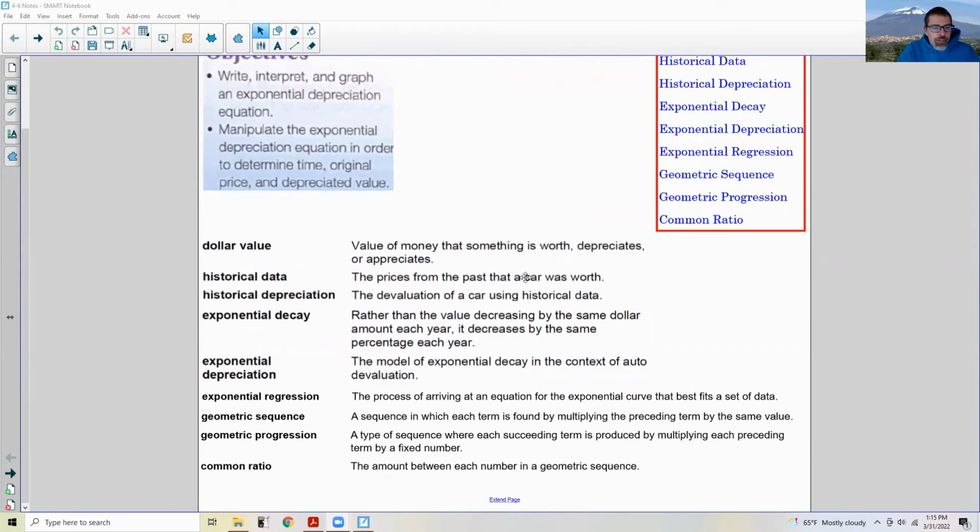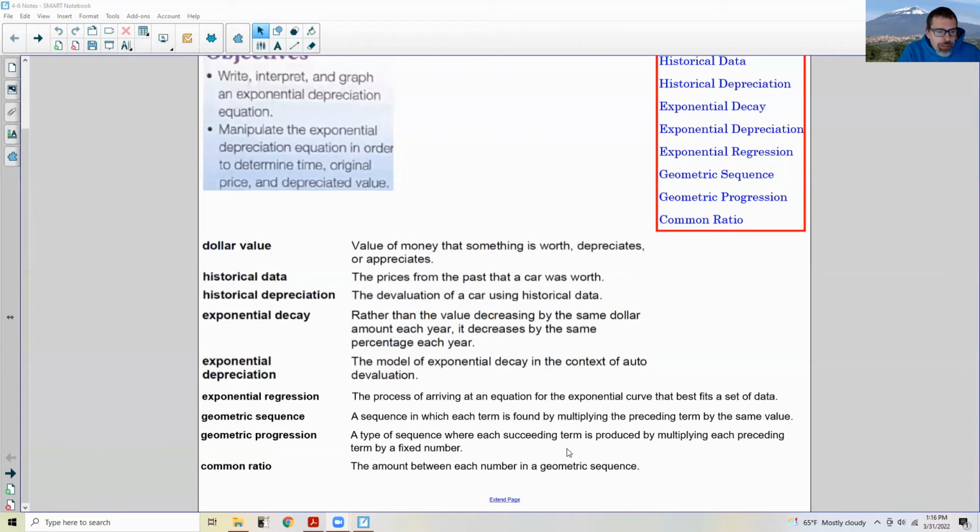All right, so there's a bunch of vocab here. Let's start with dollar value. Dollar value just simply means the value of money that something is worth, depreciates or appreciates. Historical data, the prices from the past that a car was worth. Historical depreciation is the devaluation of a car using historical data. Exponential decay, rather than the value decreasing by the same dollar amount each year, which is linear, it decreases by the same percentage each year. Exponential depreciation is the model of exponential decay in the context of auto devaluation.